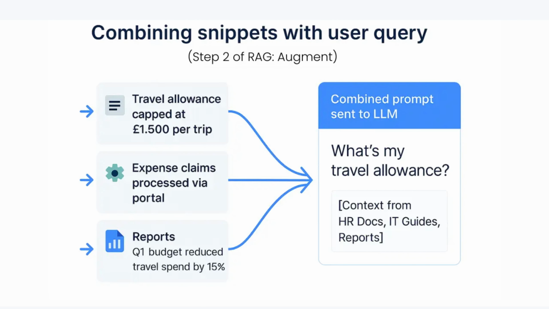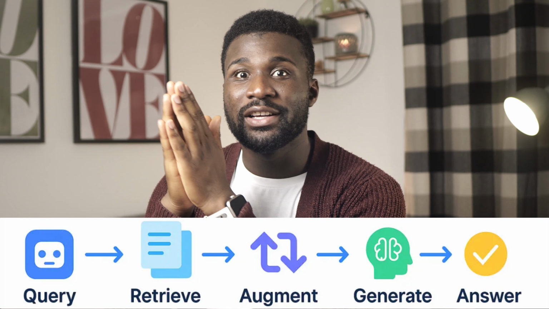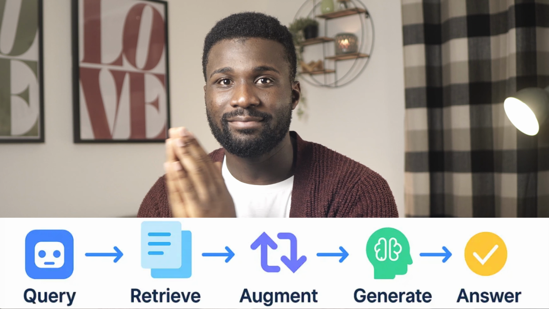Step 2, augment. Now, those retrieved snippets or information are attached to the user's original question and sent to the model as extra context. Step 3 is generate. The model uses both that question and the retrieved data to produce a fluent, accurate answer, but this is done in real time. And that's the magic of RAG, from query to retrieve to augment to generate. Now, you might wonder, when the user asks a question, how does Mira find the relevant pieces of information to retrieve in the very first place, right?